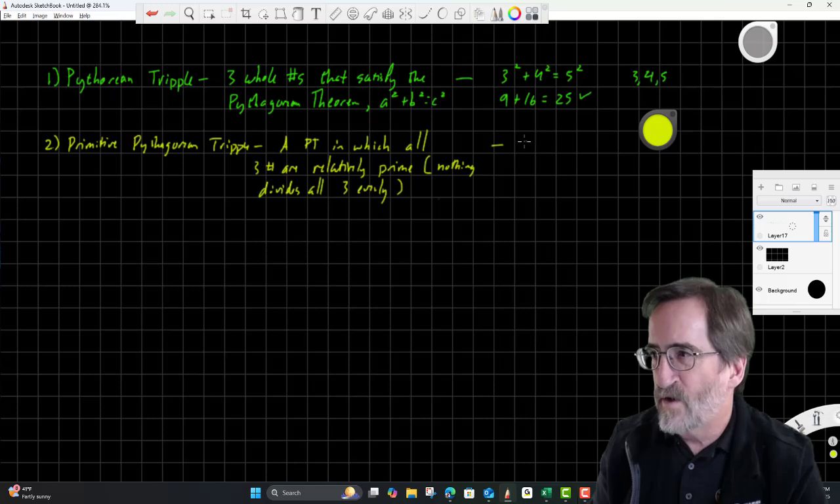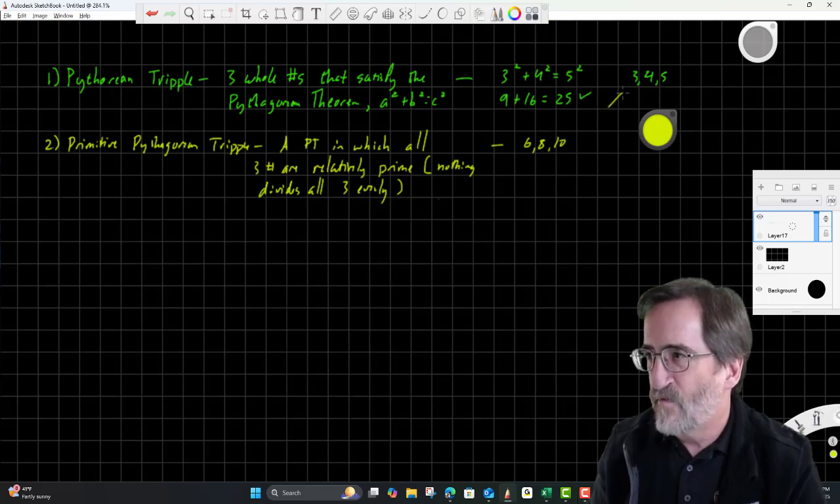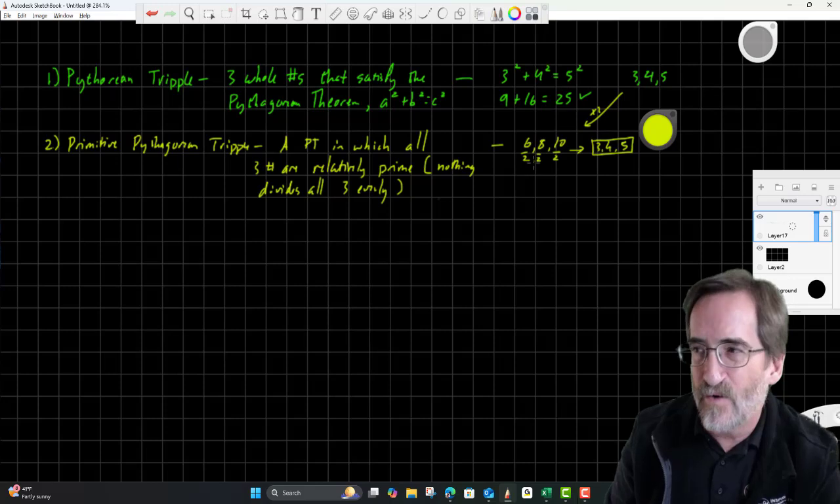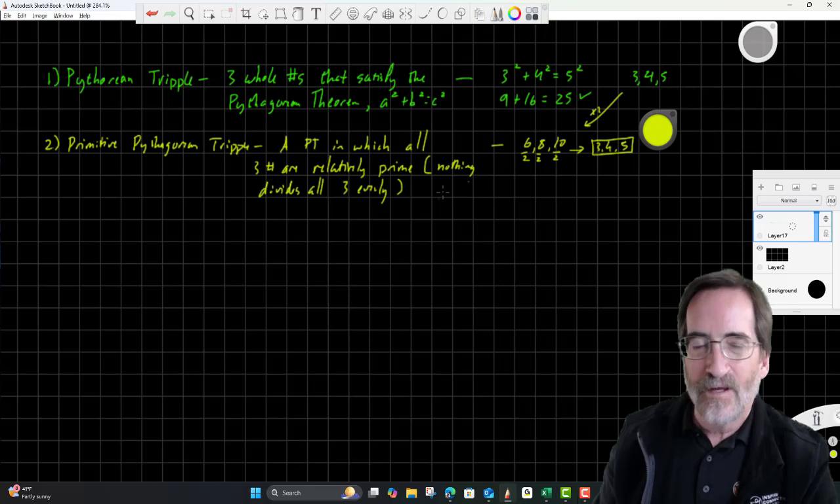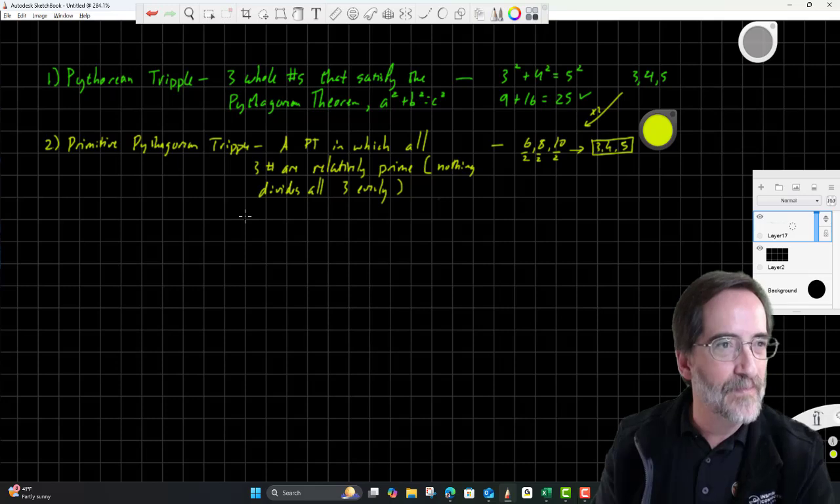An example of what it is not: 6, 8, 10. Which is a multiple of 3, 4, 5 times 2, because they all divide by 2. So divide by 2, that becomes a 3, 4, 5, which is a primitive Pythagorean triple. 6, 8, 10 is a Pythagorean triple, but it is not a primitive Pythagorean triple. So all 3 numbers cannot be divided evenly by the same number.